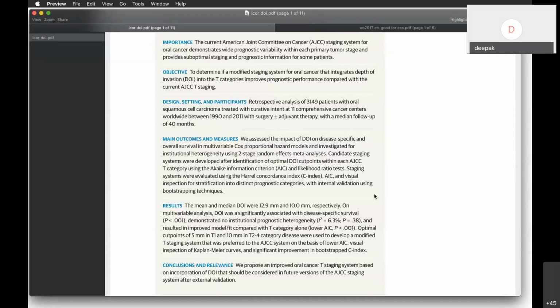Now, this does not need to be limited to depth of invasion. This can be the grade of the tumor. This can be the lymphocytic infiltration. This can be the worst pattern of invasion. It can be any one of the pathological variables that have an implication in the outcome of the patient. So, this paper was looking at depth of invasion alone.